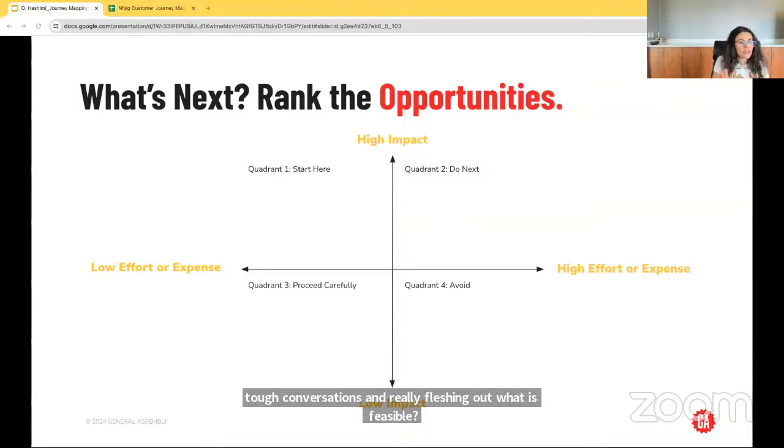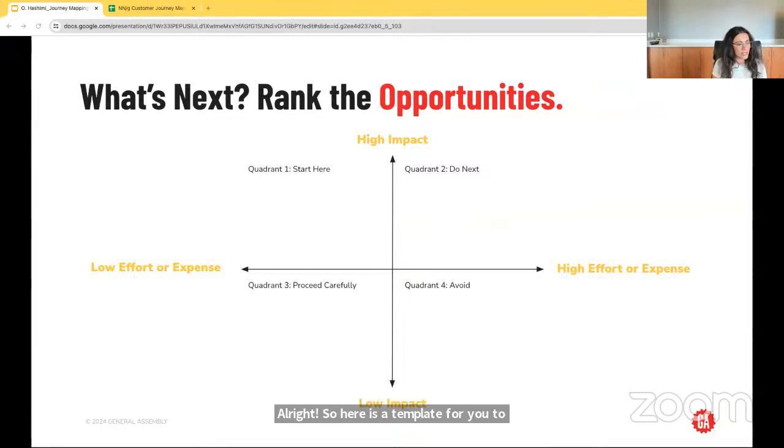All right, so here is a template for you to use for the data that you finish plotting on that customer journey map. You can use this to start to think about which features make the most sense to this fictitious airline.